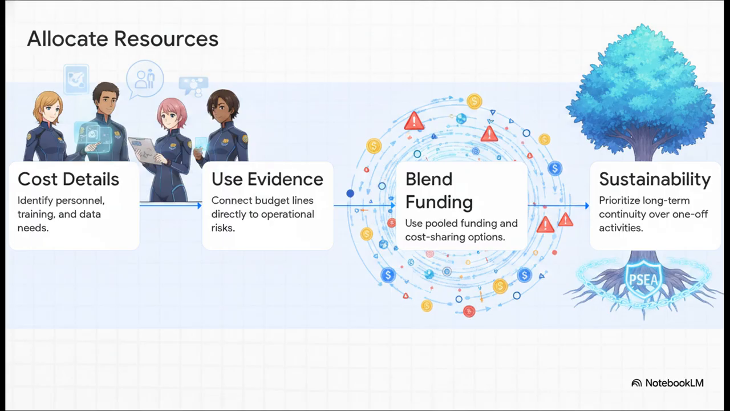To actually get these vital resources, the framework gives us 4 concrete steps. First, cost the requirement. Price out the personnel, the training, the data systems, the victim assistance, all of it. Second, use hard evidence connecting those budgets directly to operational risks. Third, blend your funding sources. Mix entity budgets, pooled funds, cost sharing, whatever it takes. And fourth, prioritize long-term sustainability over quick, one-off activities. PSEA isn't some luxury overhead expense. It's a non-negotiable condition for responsible delivery.